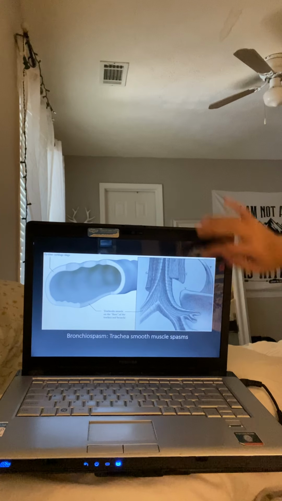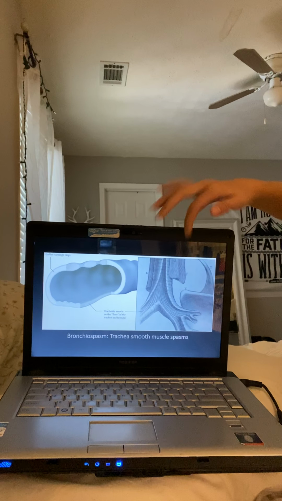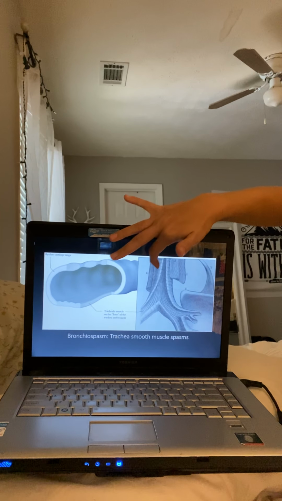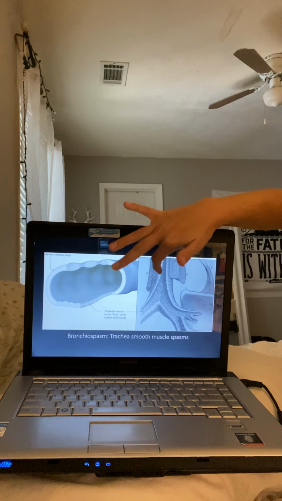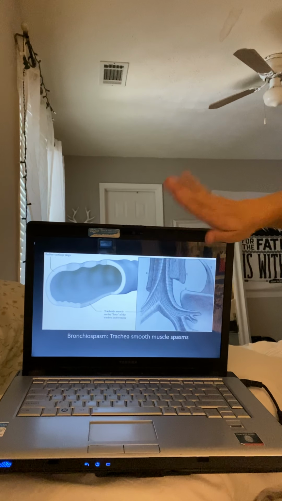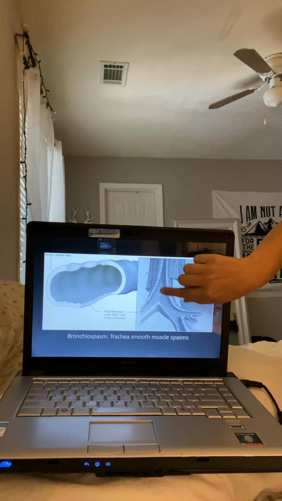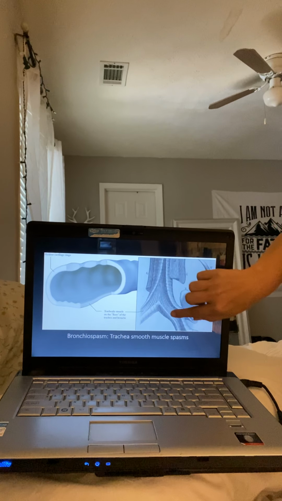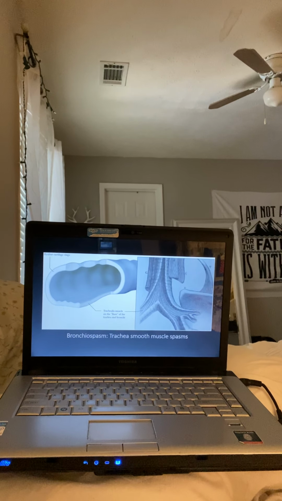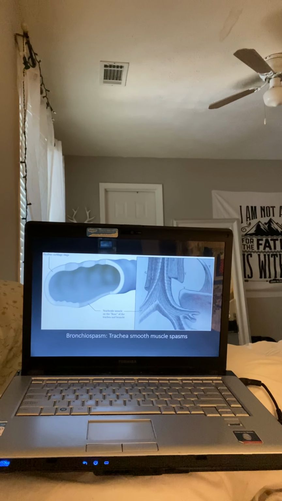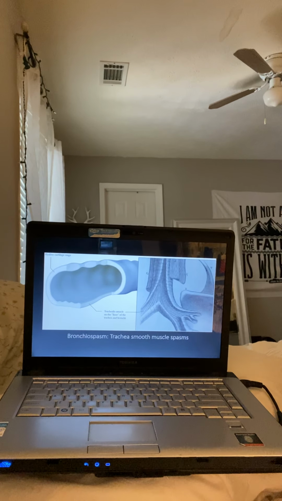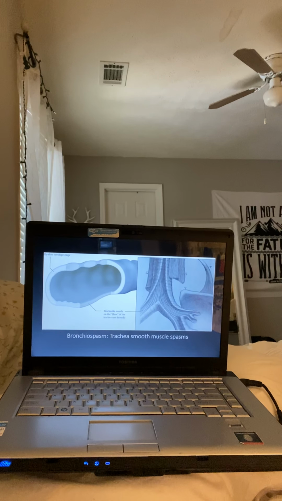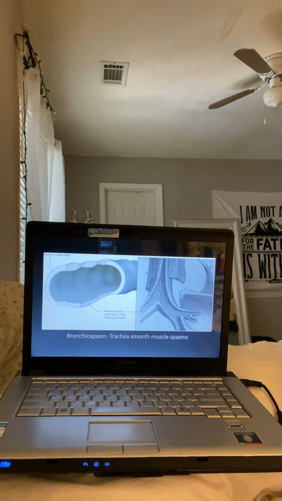Here we have an image of the trachea, and as you can see, the cartilage rings are on the outside. This is if it were cut in half and you could see the inside. Here will be the smooth muscle, and the smooth muscle is the inner lining of the trachea. In someone with asthma, this will spasm, and this is called bronchospasm. It will make the person with asthma have difficulty breathing.